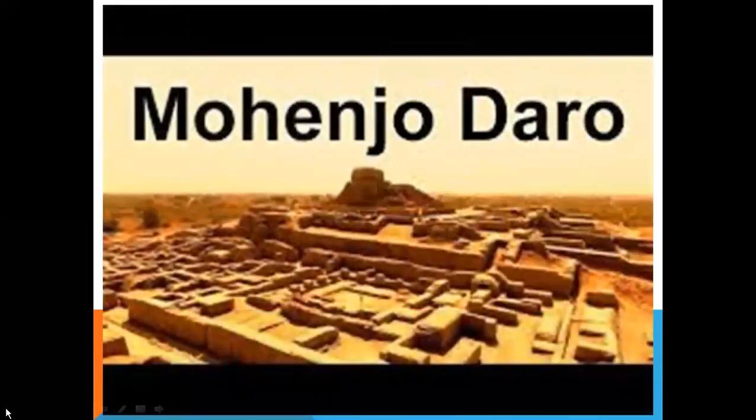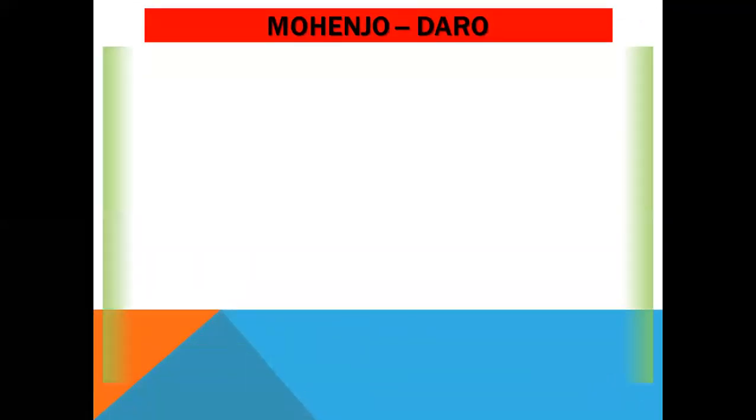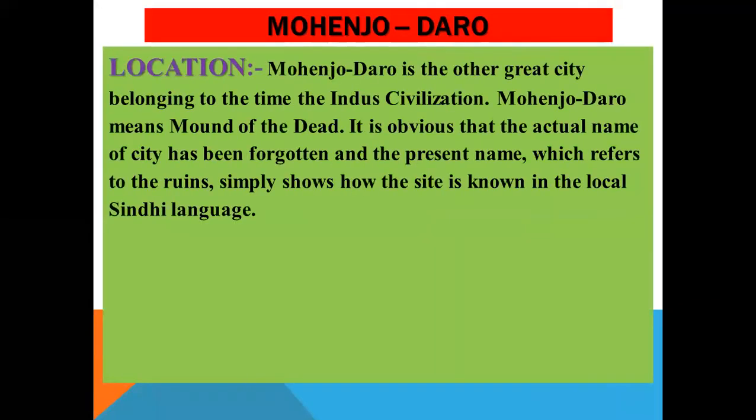Dear students, you can see on the screen the ruins of Mohenjo-Daro. It is an ancient city. Its history is very old. We will discuss today about Mohenjo-Daro. So first of all, we will discuss the location of Mohenjo-Daro.